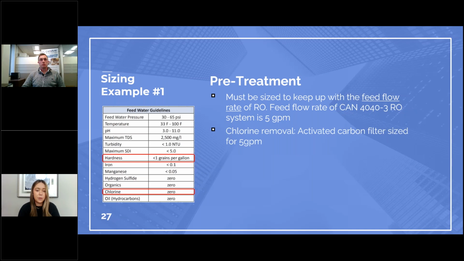So when we're sizing pre-treatment, we want to make sure that it's sized to keep up with the feed flow rate of the RO system. For a 4040-3, that's about 5 gallons a minute. So all our pre-treatment must be sized to handle 5 gallons a minute.